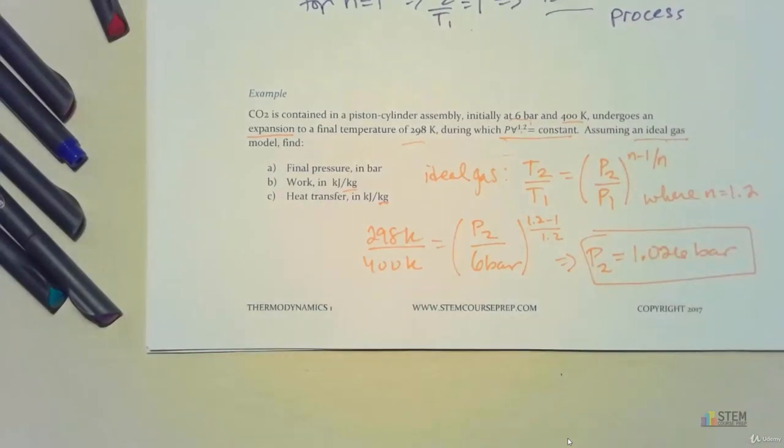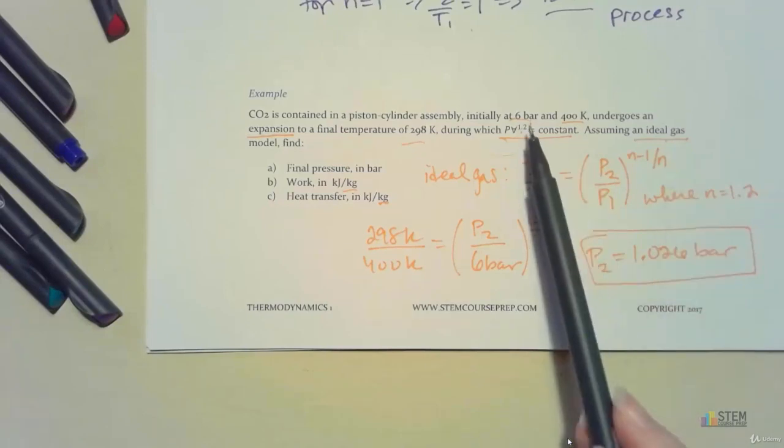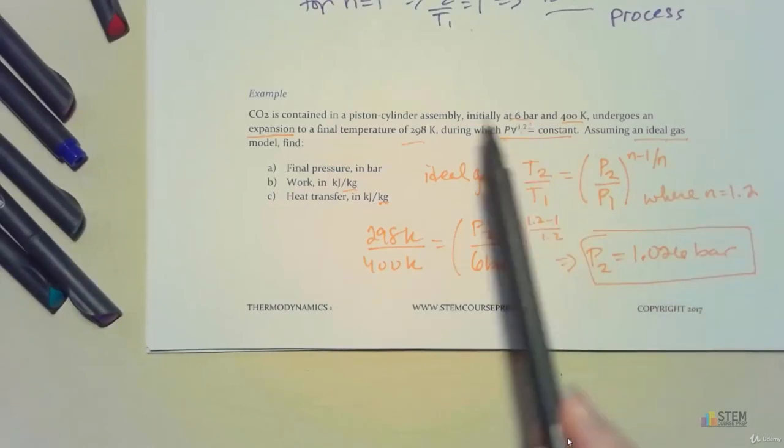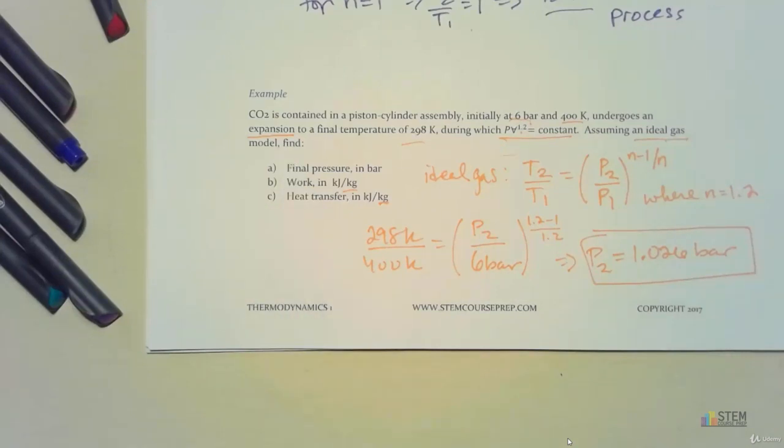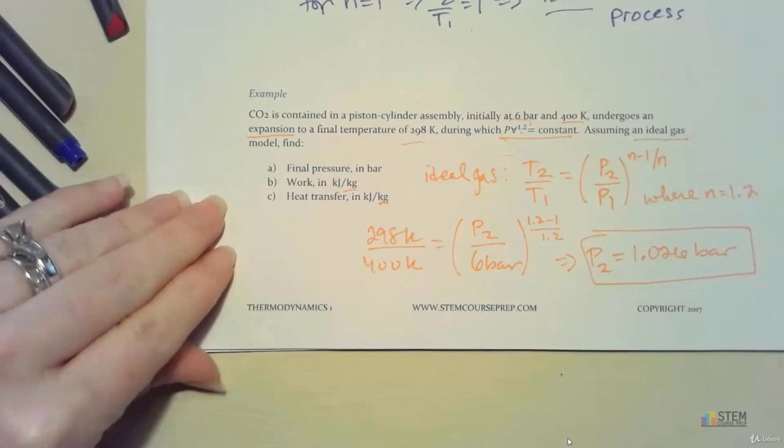Now let's see if that number makes sense relative to the scenario we've got. We've got this piston cylinder. It's initially at a pressure of 6. It says it undergoes expansion. Now, if we're undergoing expansion, that means the volume is going to increase, which means the pressure should decrease, and that is exactly what happened. We started at 6 bar, now we're at 1.026. So it did decrease, so at least it went in the right direction. So that's a good sign there. Now let's move on to parts B and C.